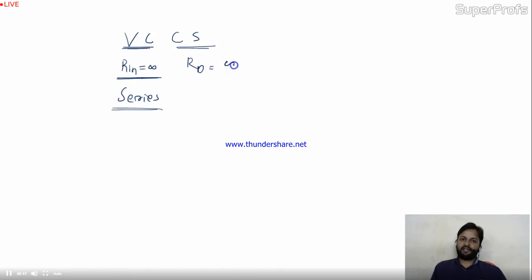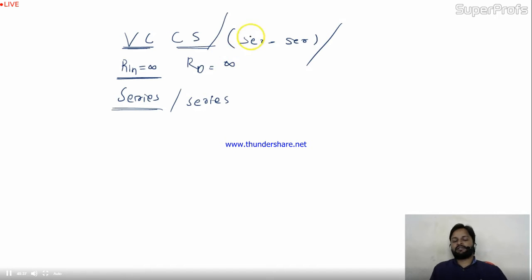If this is the current source, Rout I'll take, because this is the output stage, is infinity. We have seen just now. If this is infinity, again at the output stage you have a series circuit. So this is a series combination. Another name of this is series-series combination. Is it okay? Another name of this we'll see in the third unit, in the next unit.